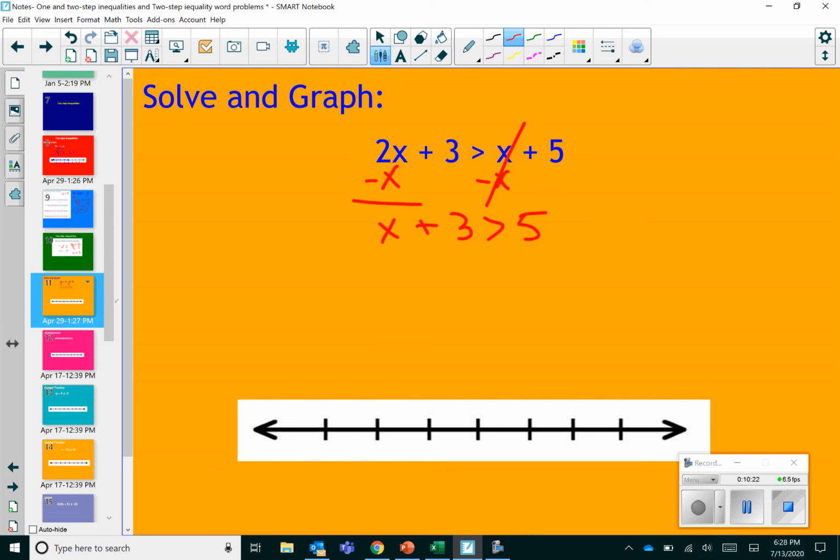So now we're left with just a one-step inequality. x plus 3 is greater than 5. So I'm going to subtract 3 on both sides. And that leaves me with x is greater than 2. Again, we're going to build our graph around our solution. So I'm going to put 2 in the center and build the graph around that. And it should be an open circle. And because x is greater than 2, we're going to go to the right.